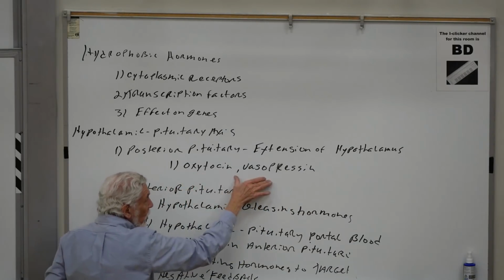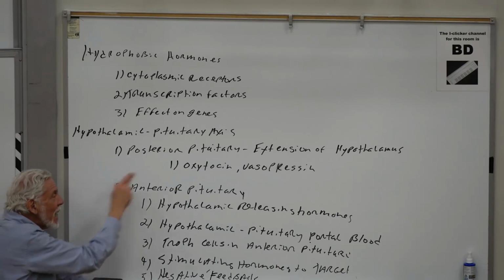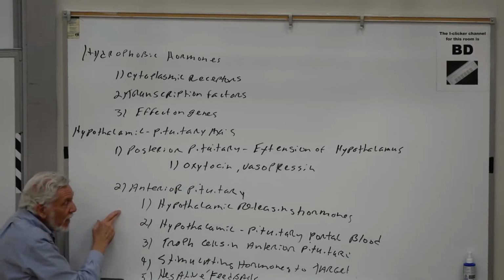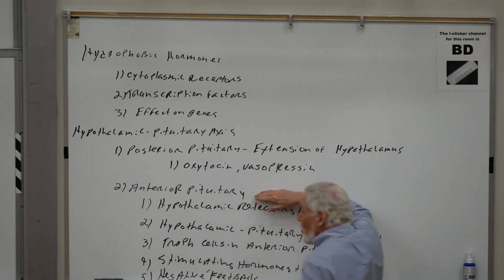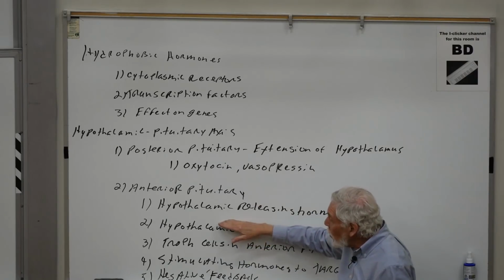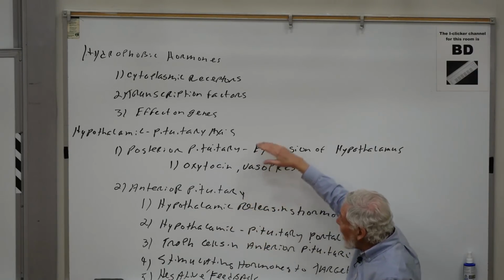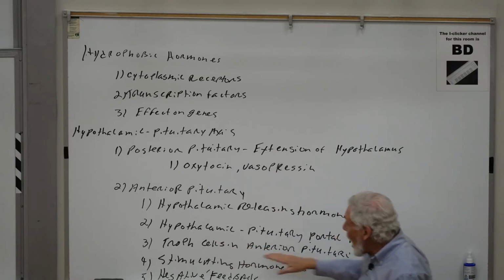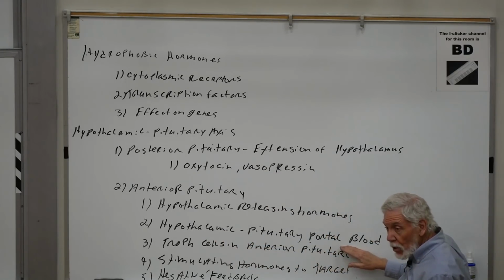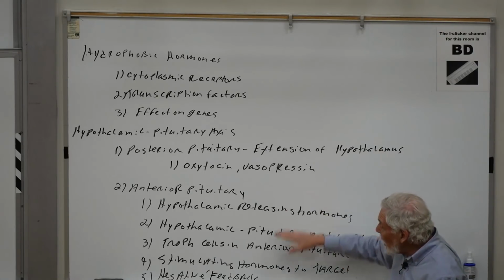2 hormones, oxytocin and vasopressin, and then the anterior pituitary, which is a different set of cells. This is separate from the brain. The only communication between the anterior pituitary and the hypothalamus is through the hypothalamic portal blood system. So blood will flow through the hypothalamus, deliver that blood to the anterior pituitary.